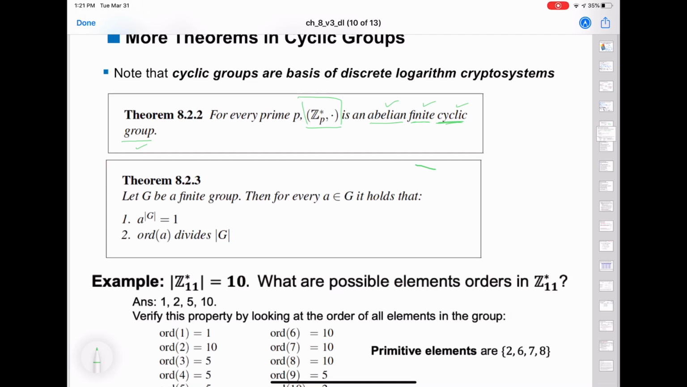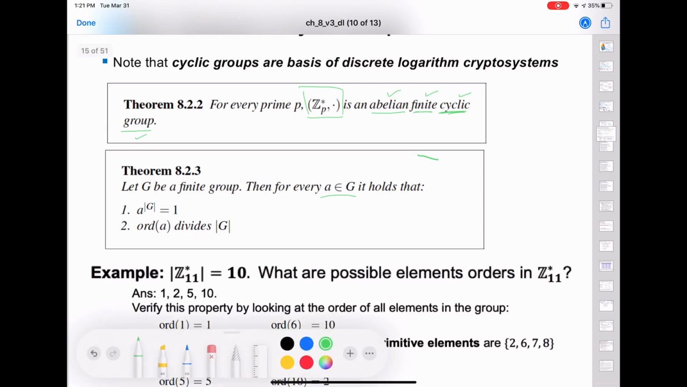Let G be a finite group, and then for every A inside of the group, it holds that A to the power of the order of the group, or cardinality of the group, is always equivalent to the identity. And the order of the element A must divide the cardinality of the group. Maybe it's not really understandable right now, but if I do an example, it should make more sense for you.